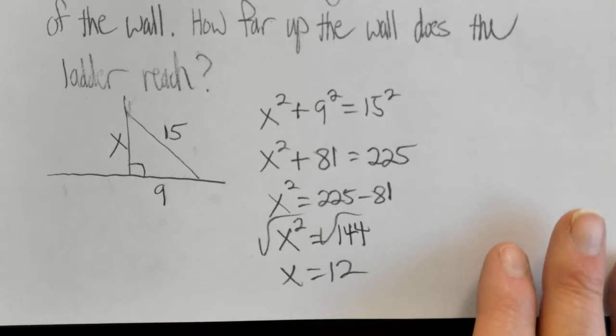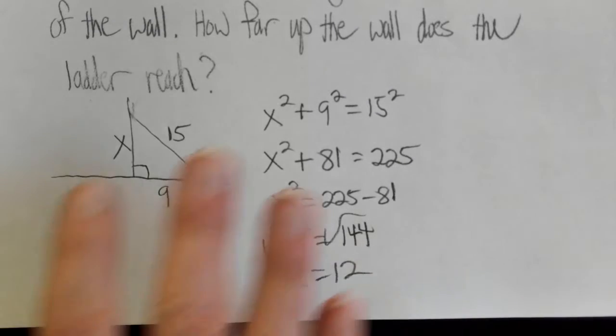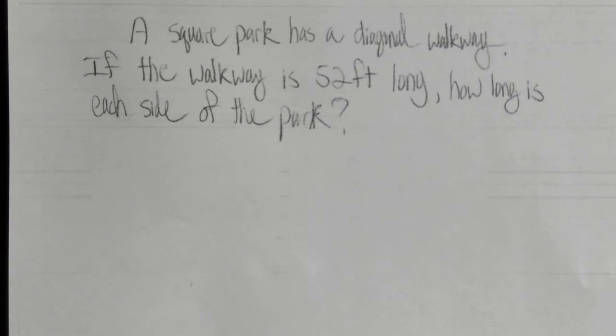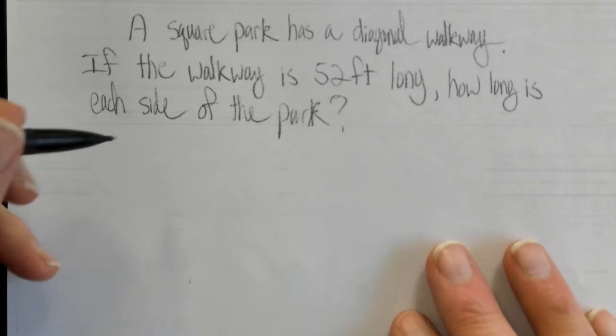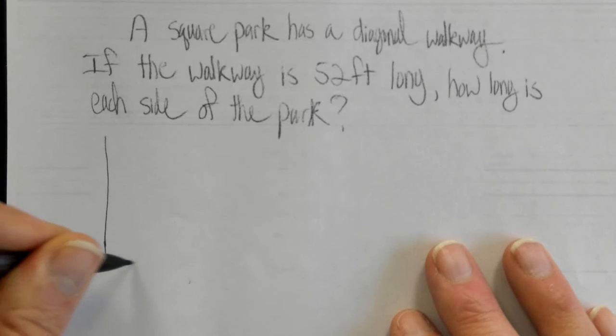So on these word problems, it is helpful to draw out a picture. What do we got next? All right, so the next one says a square park has a diagonal walkway. The walkway is 52 feet long. How long is each side of the park? Again, there's no picture here. We need to draw one. What do we need to draw? Square park.